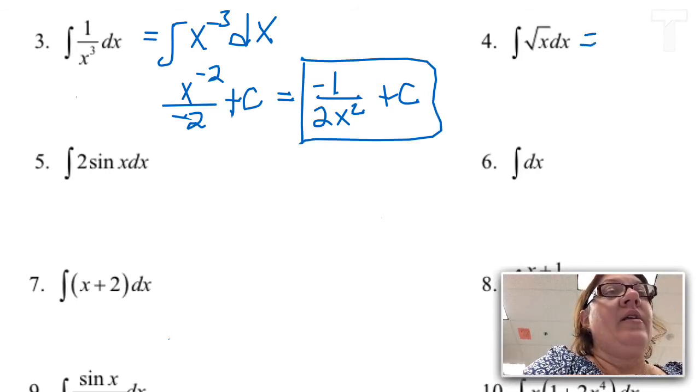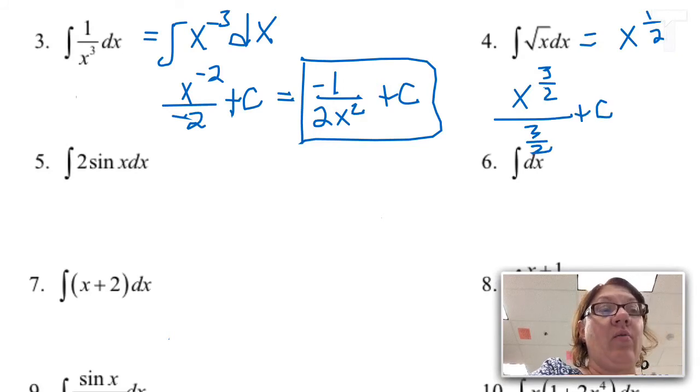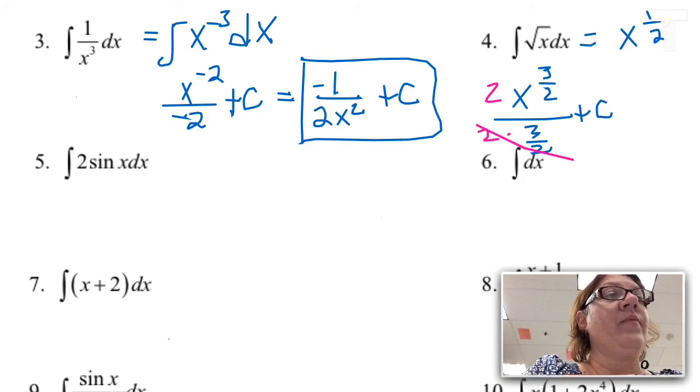And then again, this is x to the 1/2. So if I want to power back up, I'll add 1 to that, so that'll be x to the 3/2. Oops, 3/2, not 3/3. Write what you say, Torres. And then I would divide by that new exponent. And of course, not wanting fractions in fractions, I can multiply top and bottom by 2. Boop. And so I get 2/3 x to the 3/2 plus c.